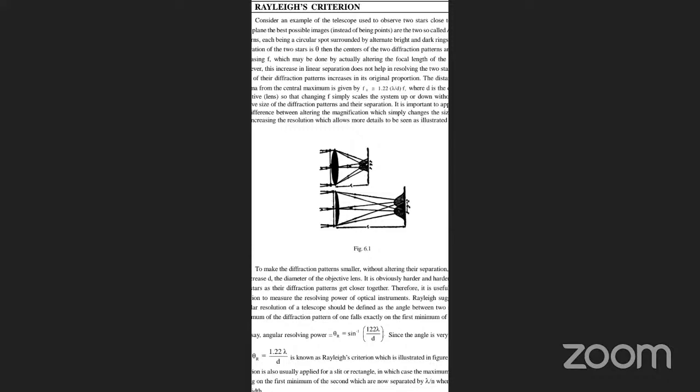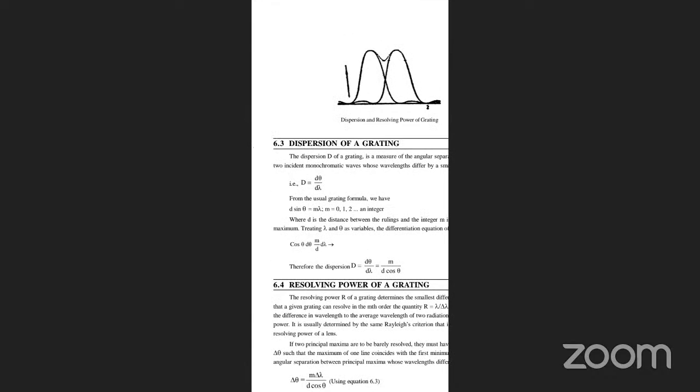Next we derive the dispersion of grating formula. The dispersion D of a grating is a measure of the angular separation produced between two incident monochromatic waves whose wavelengths differ by a small wavelength interval. Nothing but dispersing power. D is equal to d theta by d lambda, angular dispersion to difference of wavelength.